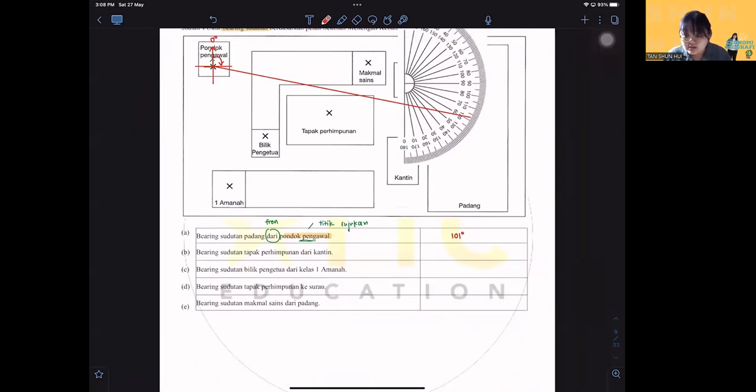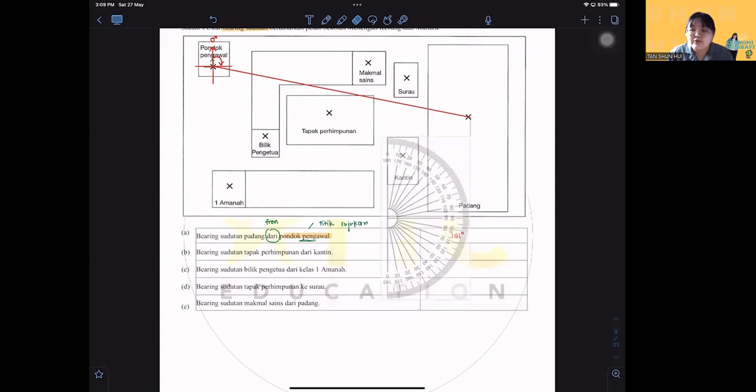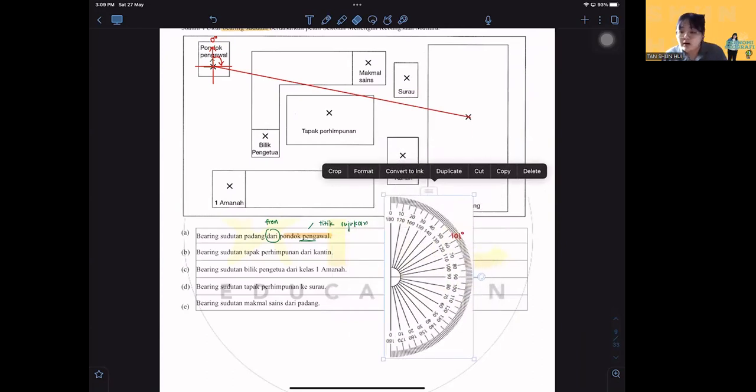What if there's no dot? If there's no dot, then maybe your teacher will give you 2, maybe differ by 2 as the excuse, but it depends. But this one, they already gave you the dots, right? So let's try one more, okay?